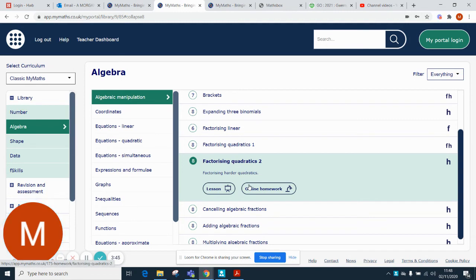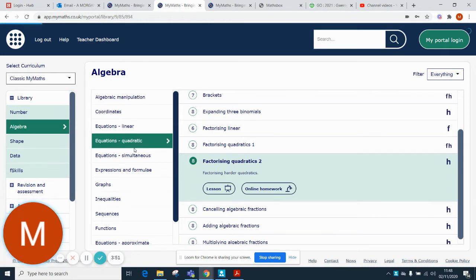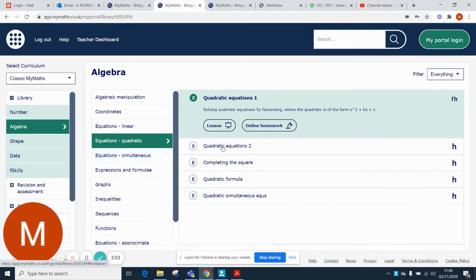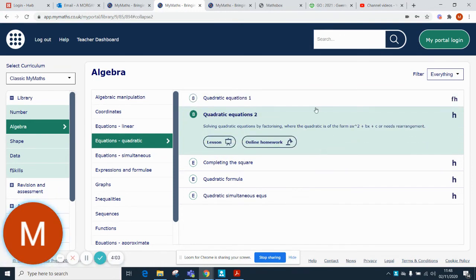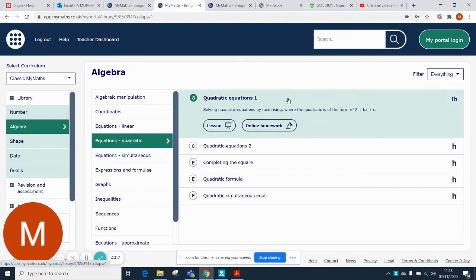The other things we had on the test were solving quadratic equations. So you can see here, equations quadratic, and solving equations by factorizing. Okay, you only want to stick to solve quadratic equations 1, because quadratic equations 2, we haven't got to that bit yet. We're not going to do that this year.